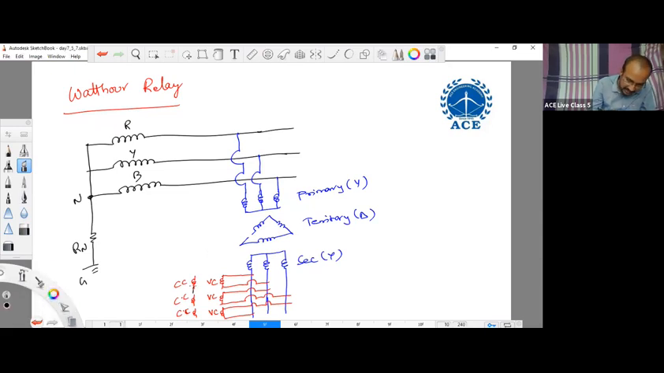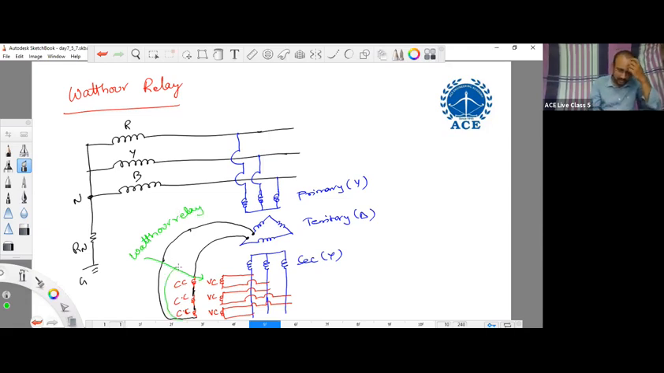All three current coils of the watt hour relay are connected in series. And these current coils are placed in the tertiary winding. Okay. This is a watt hour relay. So this is how a watt hour relay is to be operated.